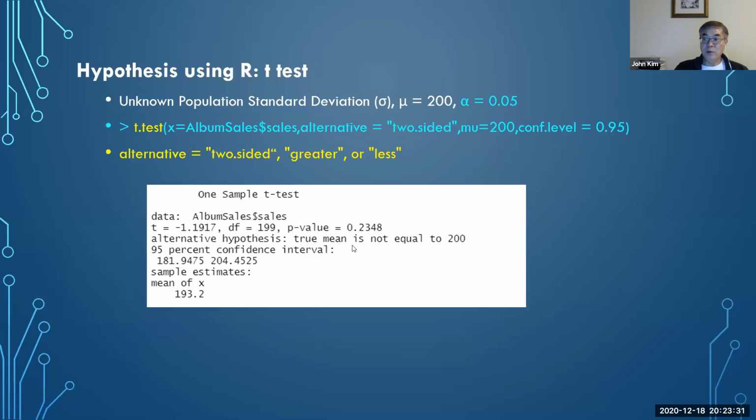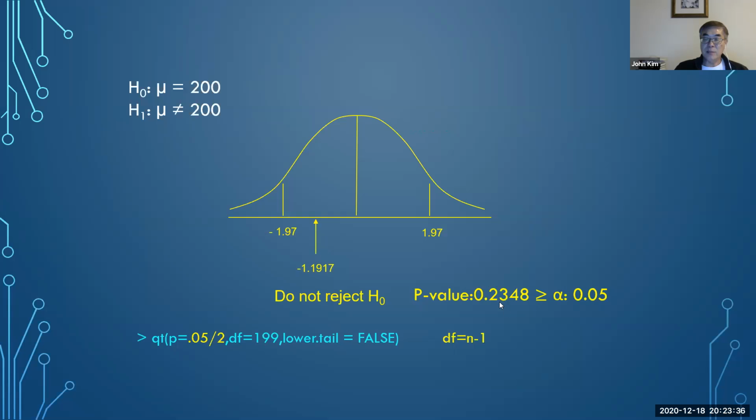Based on the p-value, 0.2348 is greater than alpha, so do not reject the null hypothesis. So we can say the sales is 200. Do not reject the null hypothesis, so this is true. Sales is statistically 200.